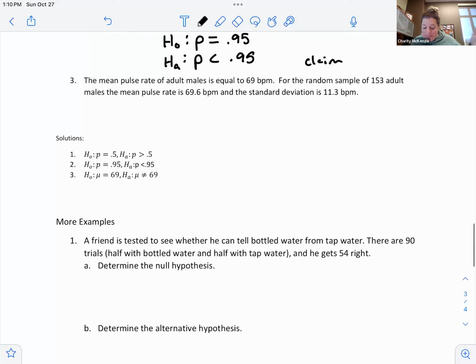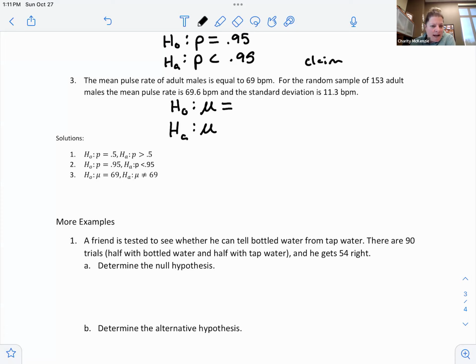Okay, for problem 3, the mean pulse rate of adult males is equal to 69 BPMs. For a random sample of 153 adults, the male's mean rate was this and their standard deviation is this. So now I'm given very different information. I'm given a mean and a standard deviation because you need the standard deviation to do the test. So when I set up these tests, what symbol do I want to use if it's about a mean? I want to use that population's mean symbol, always equal here.